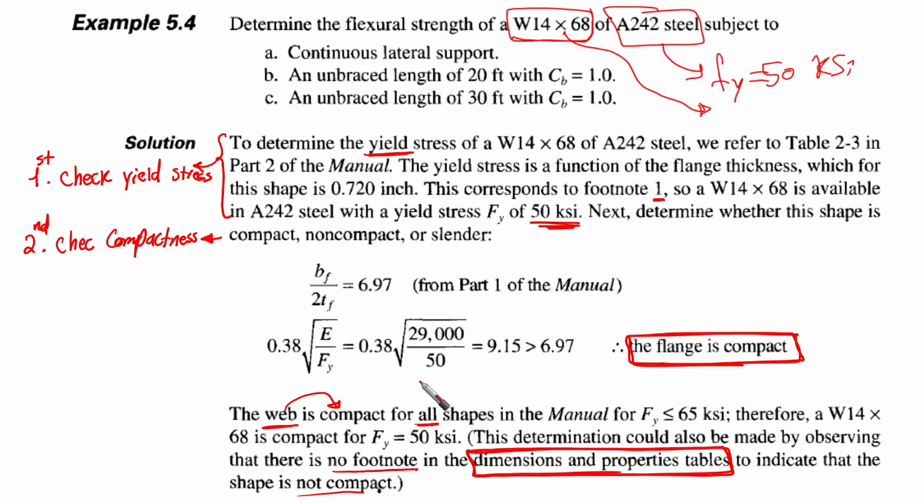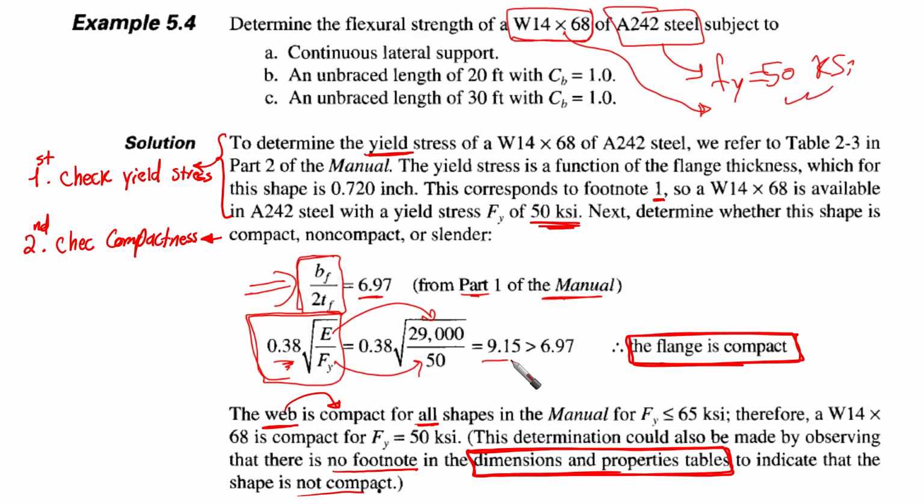For the flange, b_f over 2t_f is going to be 6.97 from Part 1 of the manual, the dimension and properties table. Please stop the video and check this by yourself. Then our upper limit for the compact section is 0.38 radical of E over F_y, right? So if we know E for the steel, 29,000 ksi, and F_y is 50, which we have already taken before, we have 9.15, which is larger than 6.97. This means that our flange is compact.